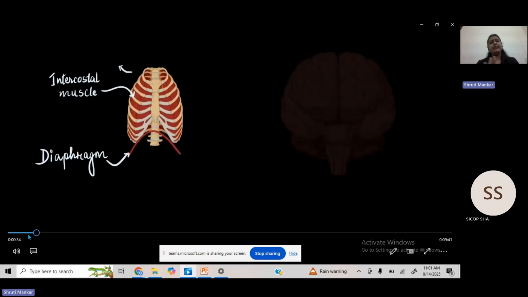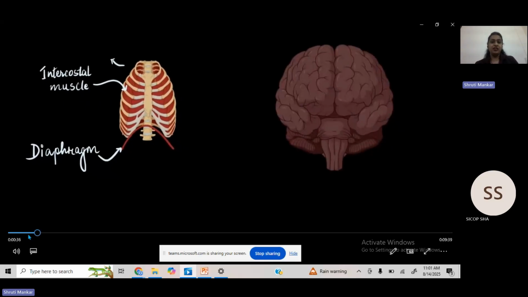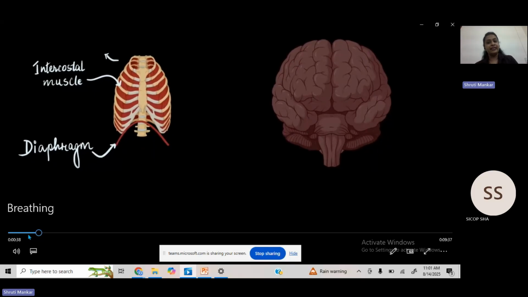Now, like any other muscle in the body, our diaphragm and intercostals also have to have a neural control. Some neural center in the brain is responsible for sending impulses from the brain to the muscles in order for these muscles to contract. Okay, and here I'm going to introduce the neural control of respiration.